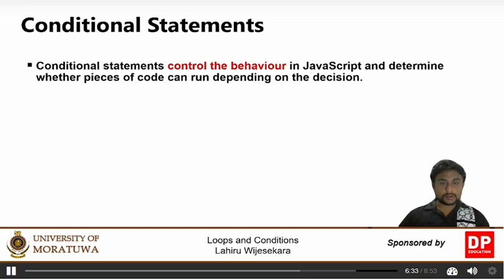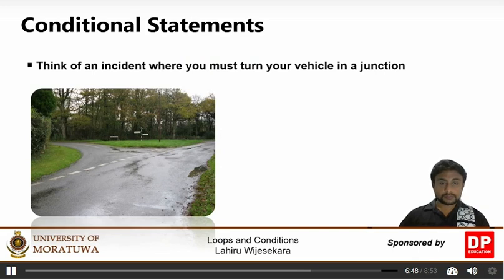Conditional statements. Conditional statements control the behavior of the program. They determine whether pieces of code can run depending on the decision that has been taken. Let's take a real-world example of an incident where you must turn your vehicle at a junction. This is where you need to make a decision based on your target destination. This is a good example for you to understand conditional statements.